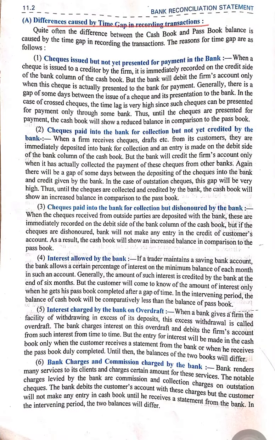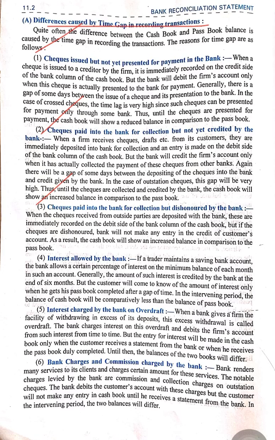Differences caused by time gap. These are the differences. Check issued but not presented for payment. We have issued a check to Mr. A and he hasn't deposited that check in his bank account. Check paid into bank for collection but not yet collected by the bank. We received a check from Mr. A and we have submitted it to our bank, and due to some cases that check has not been credited till now.